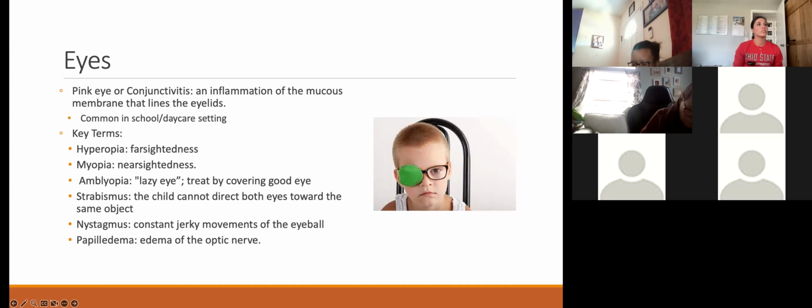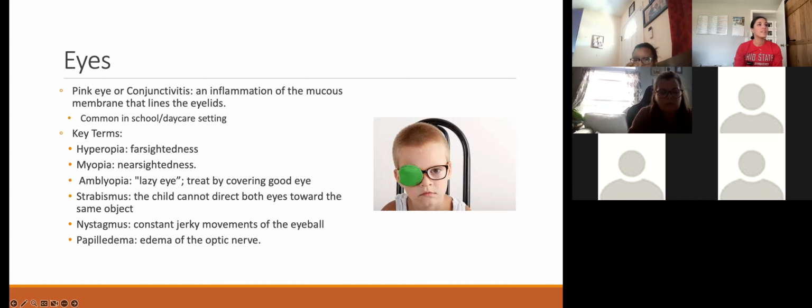Strabismus, our eyes can't be directed toward the same object. So we've got one eye that will focus on an object, one eye that goes off doing its own thing. And the brain's actually going to disable that eye that's wandering so that the child can get a clear picture. So that is going to be treated the same way as amblyopia. We're going to be covering that good eye so that we can strengthen the weak one.